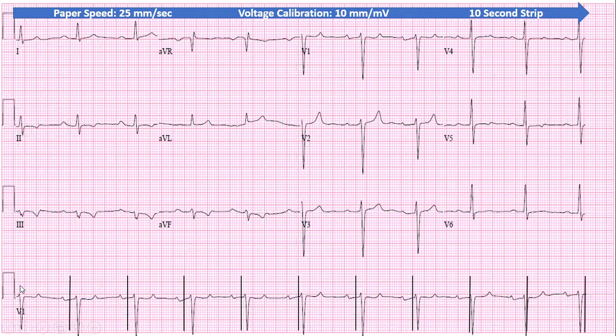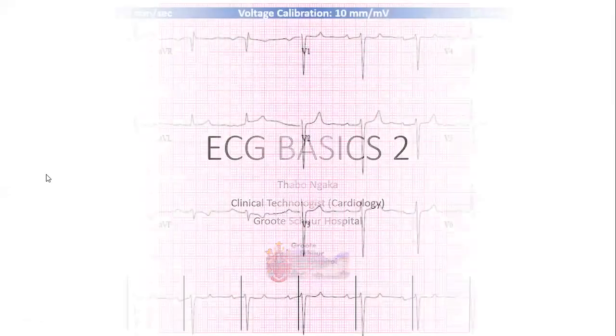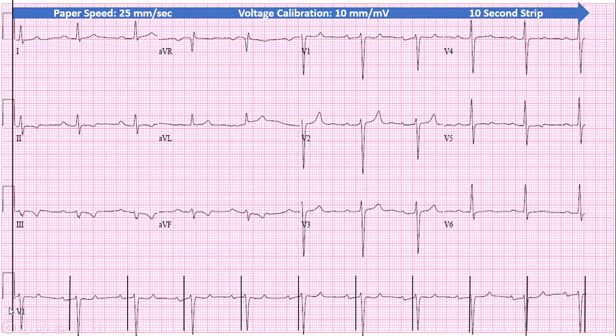Now, let's just have a look at this rhythm strip. I'm going to explain to you how we get to that 10 seconds, how we can determine that, and how we get to this 25 millimeters per second. Obviously, this is something you can program on the machine, but I'm just going to break it down for you. Now, the first big box that you see here accommodates our calibration, okay? And then thereafter, our recording begins until 10 seconds is complete.